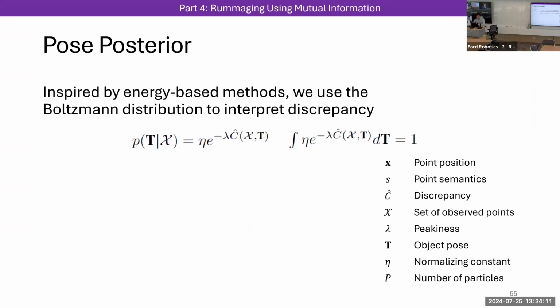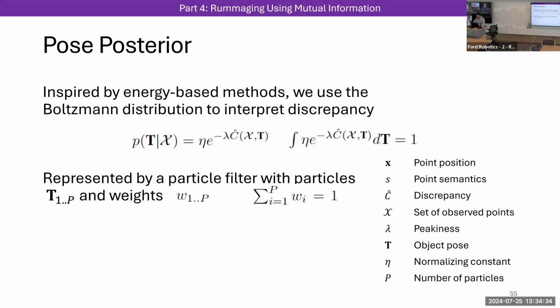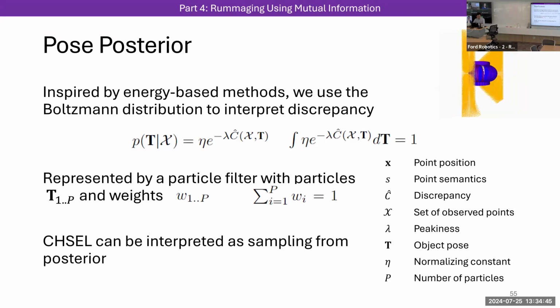So we formulate the pose posterior inspired by energy-based methods by fitting a Boltzmann distribution to the discrepancy. Here we're interpreting the discrepancy essentially as an energy. The lowest energy state is at discrepancy equals 0, and that results in the most likely pose estimate. We represent this with a particle filter because it is computationally efficient, and we do not need the full representation power of, for example, a Gaussian process. And under this interpretation, CHSEL from our part 3 can actually be interpreted as sampling from this posterior.